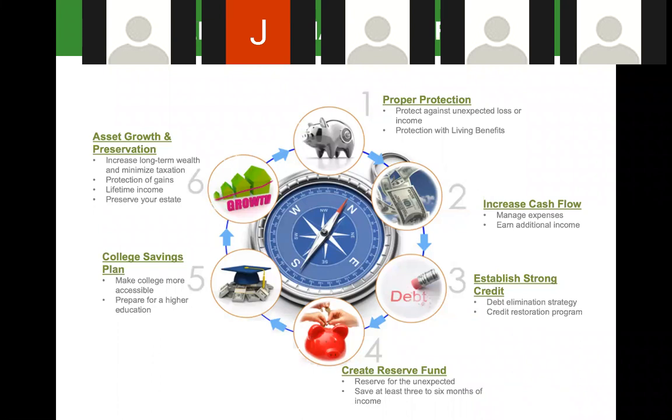You can offer that. And then step 6, last but not least, is where we specialize the most. And that's how you should say it. Step 6 is where we specialize the most, which is asset growth and preservation. We help increase long-term wealth and we minimize taxation. So basically what we want to do, Isaac, is show people how we want their money to grow tax-free, but unlike a 401k, we want your money to come out 100% tax-free. We want to protect the gains.